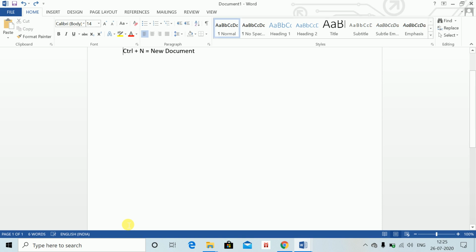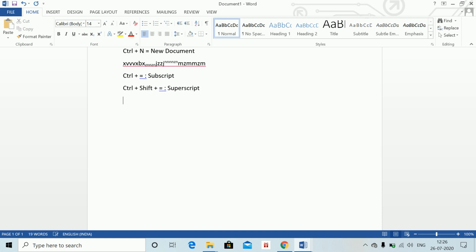Okay, and then if you are writing something and you have to come to the superscript or subscript without the equation format, Control equals to brings you to the subscript. Control equals to again brings you back to normal, and Control Shift plus equals to brings you to the superscript, and Control Shift plus equals to brings you back to normal.